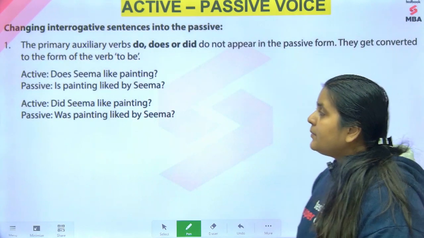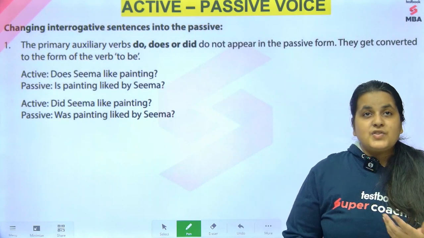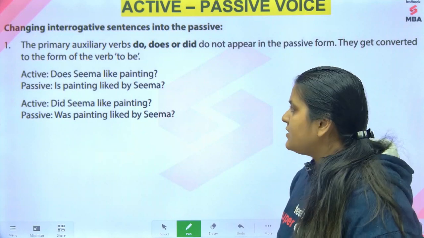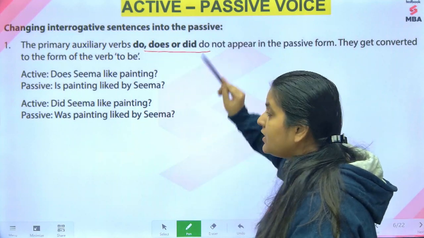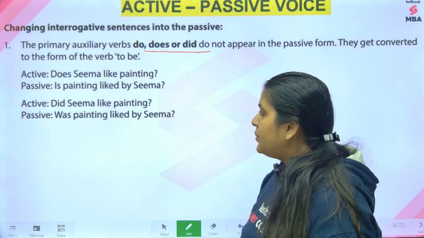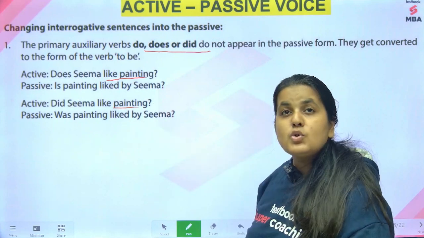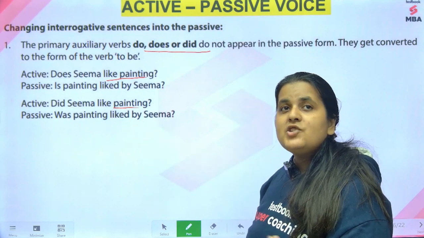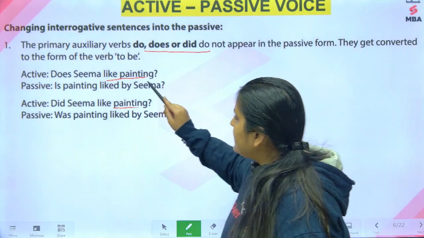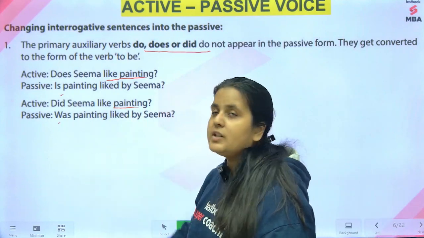नेक्स्ट वन, व्हाट अबाउट इंटरोगेटिव सेंटेंसेस और क्वेश्चंस. ओके, सो इफ द क्वेश्चन स्टार्ट्स विथ डू, डज और डिड. ओके, फॉर एग्जांपल, डज सीमा लाइक पेंटिंग, डिड सीमा लाइक पेंटिंग, डू यू लाइक पेंटिंग. ये चेंज हो जाएगा इन द रिस्पेक्टिव is, was, were के फॉर्म में.